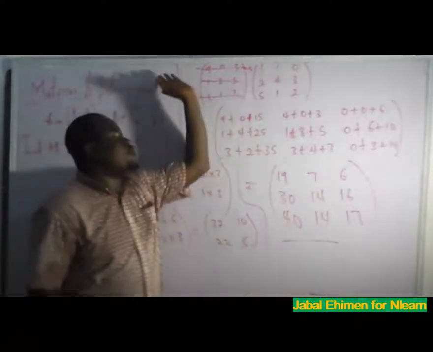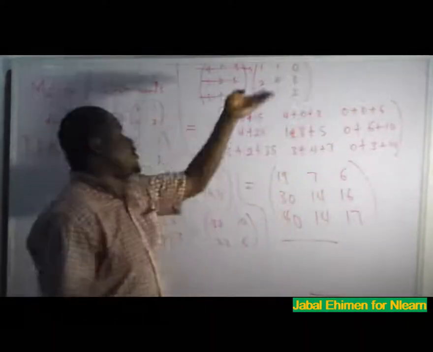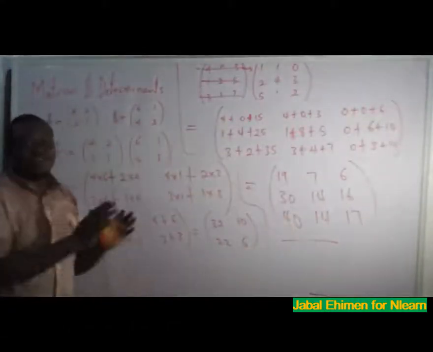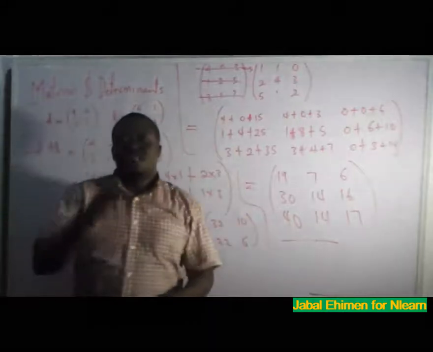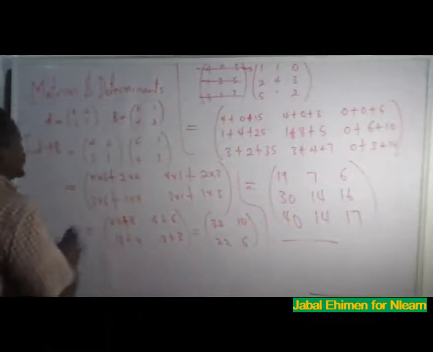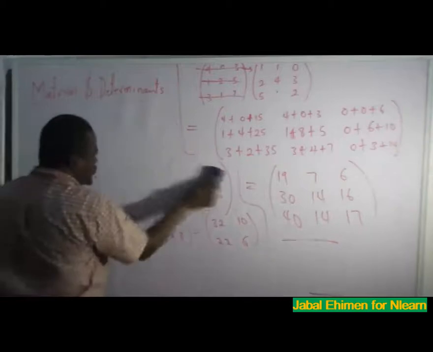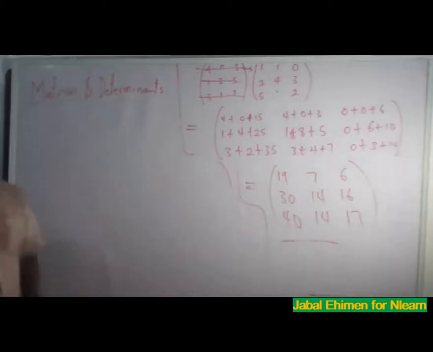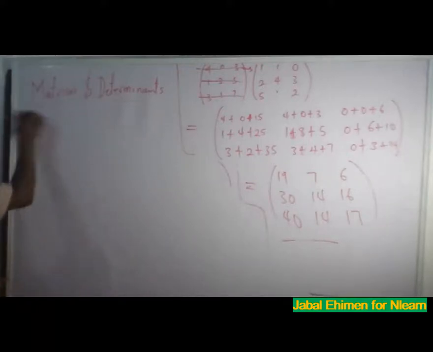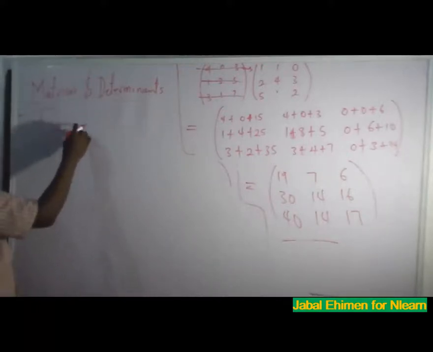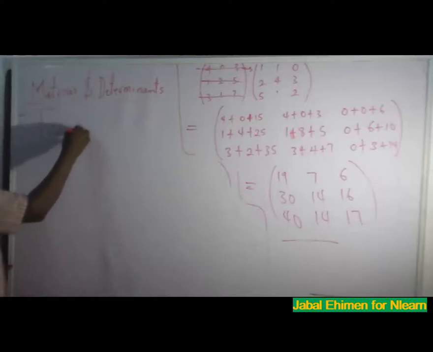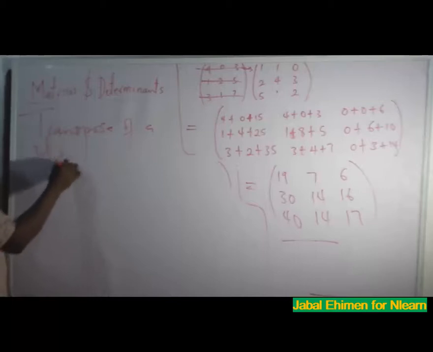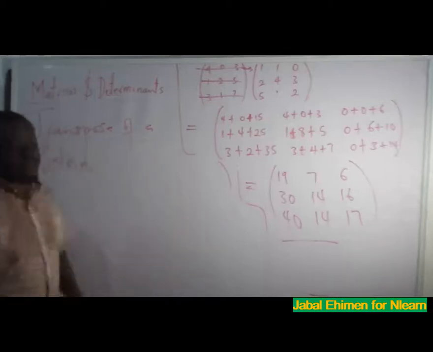So always remember, the first row times all the columns, the second row times all the columns, the third row by all the columns. So with that, you'll be able to get your direct value for matrix multiplication. Now we're done with that. It's easy for us to continue. We're going to talk about something we'll call the transpose of a matrix.